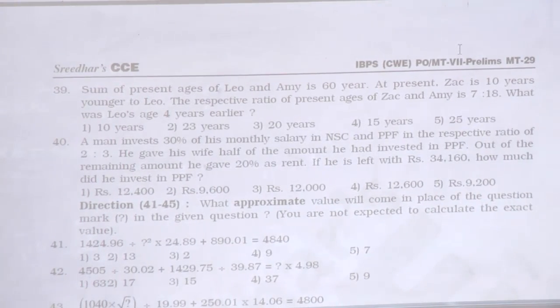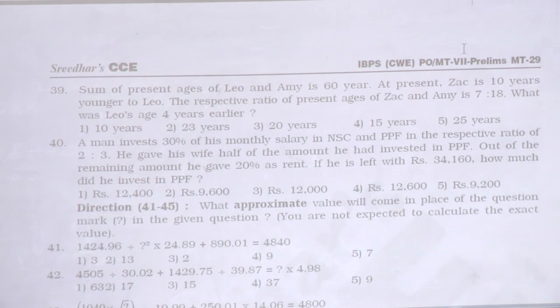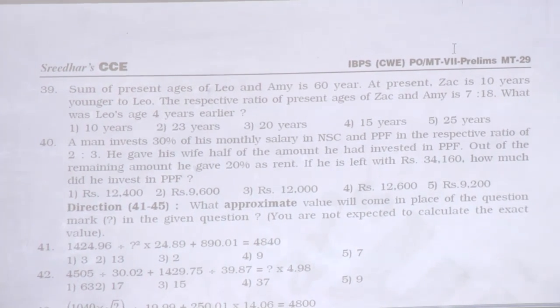Sum of present ages of Leo and Amy is 60. At present, Jack is 10 years younger to Leo. If the sum of ages of Leo and Amy is 60, then what about the sum of ages of Jack and Amy?